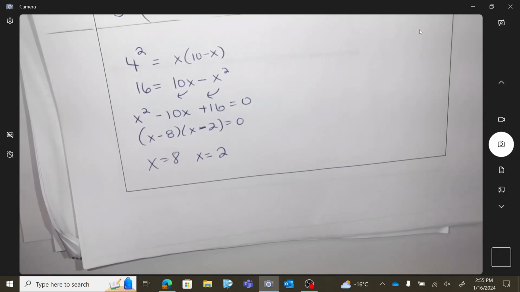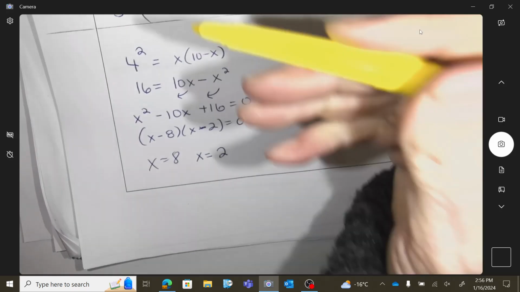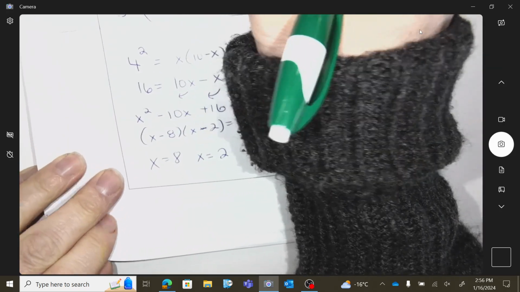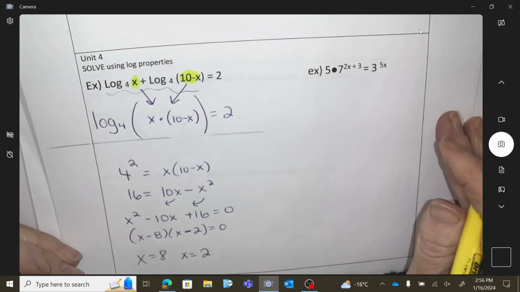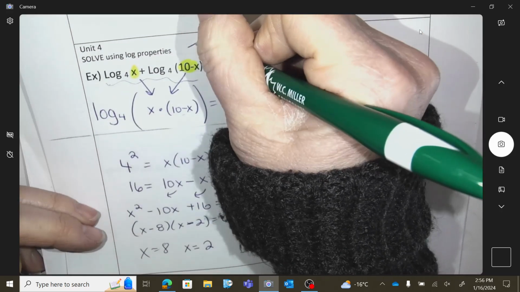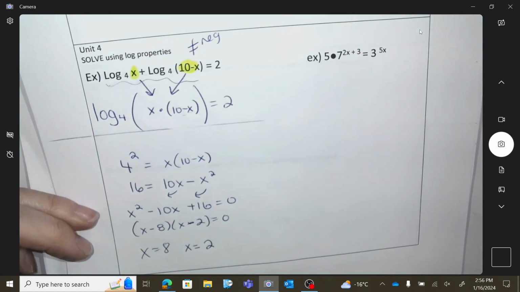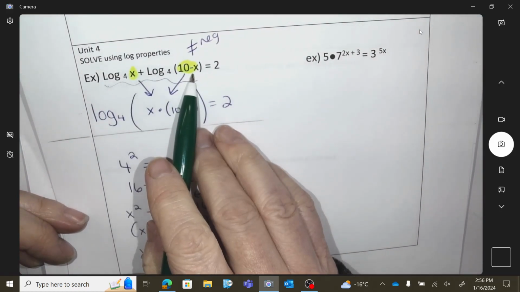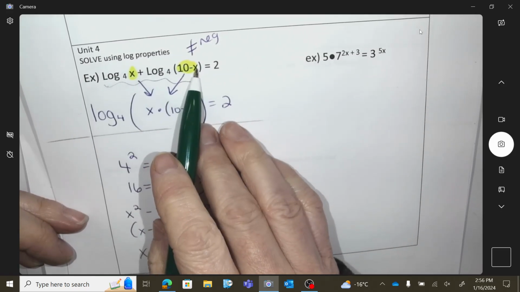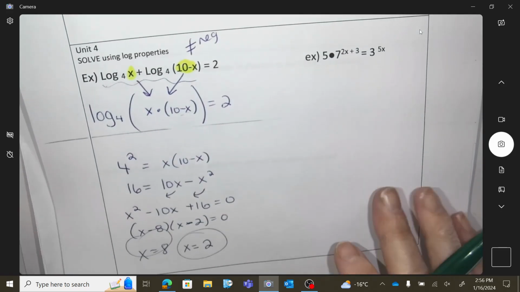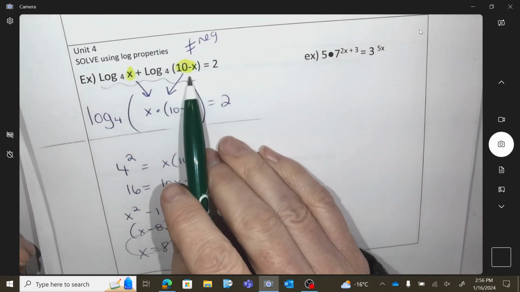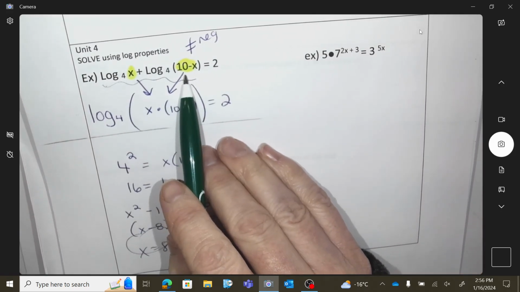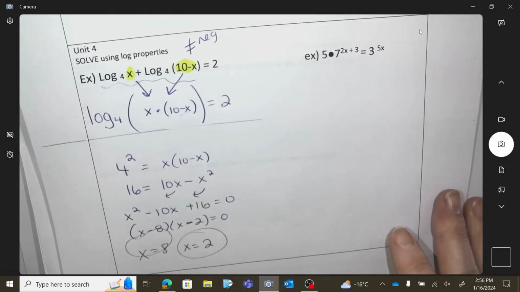Are these answers allowed? Do they work? What do you know? This results cannot be what? You can't have anything negative. So if you were to plug in an 8, are you good? Yep. If you plugged in a 2, that's fine as well. If I had a 15 in here, that would not work, because then it's negative.